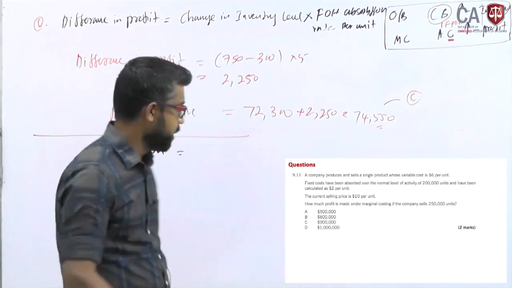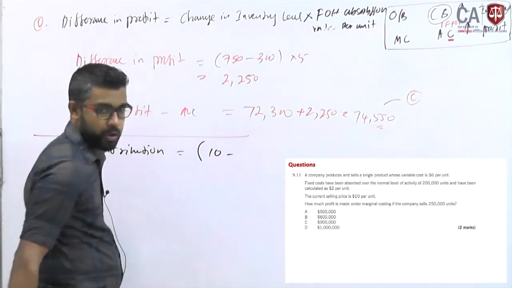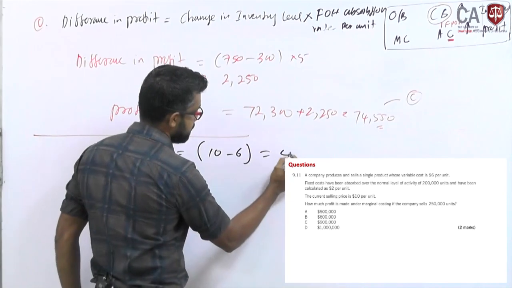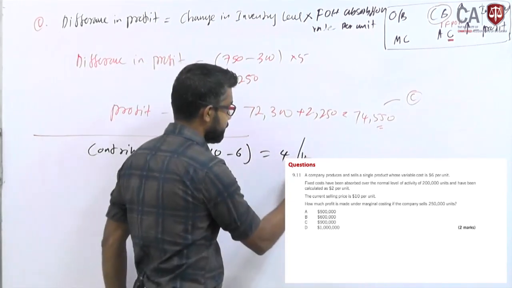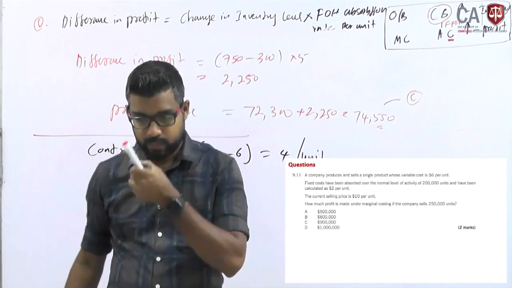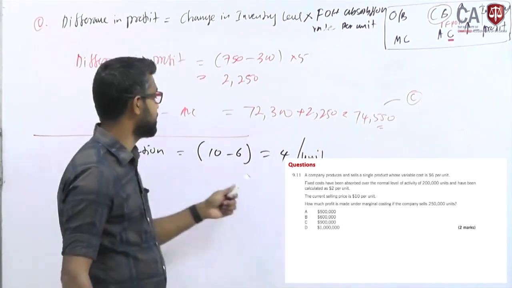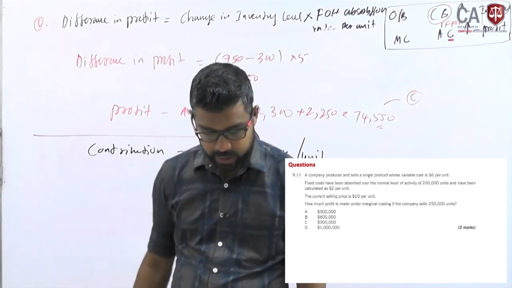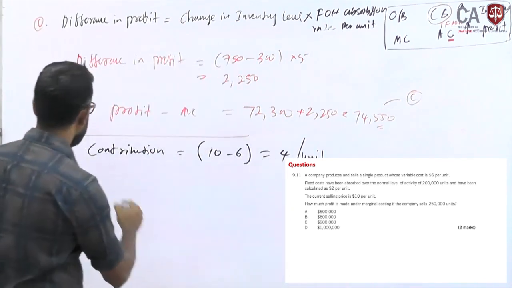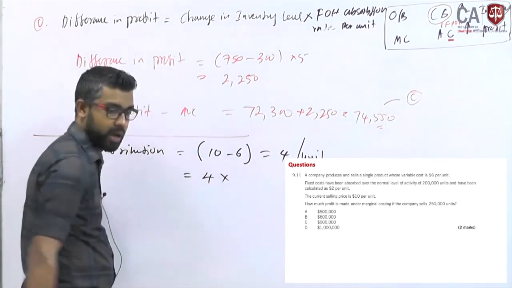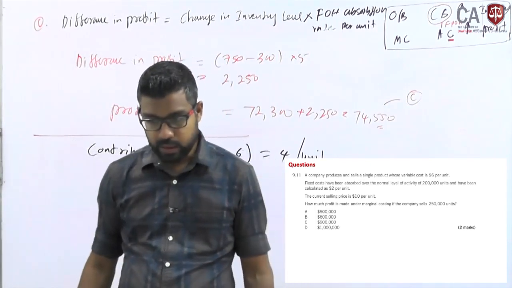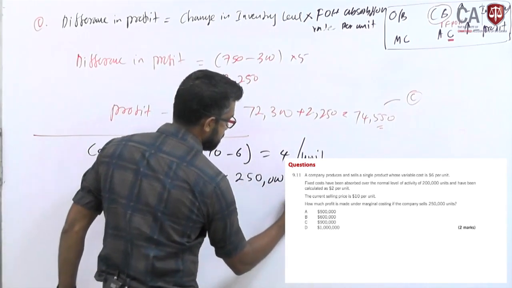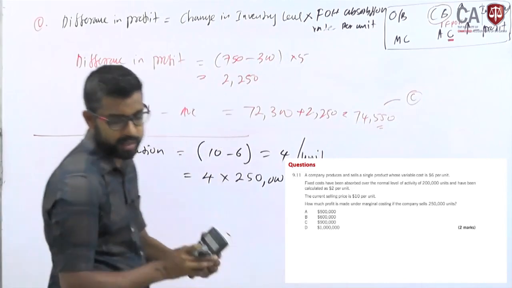Selling price 10, variable cost per unit 6, contribution per unit 4. They are asking the profit made under marginal costing. When you calculate profit under marginal costing, you have to figure out contribution first, right? This is per unit contribution. Total contribution is 4 into how many units they have sold? 250,000. Right? 250,000 units they are going to sell.